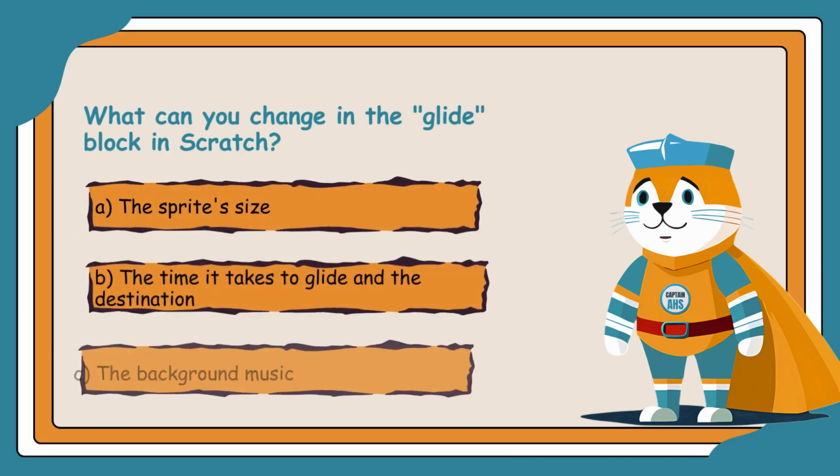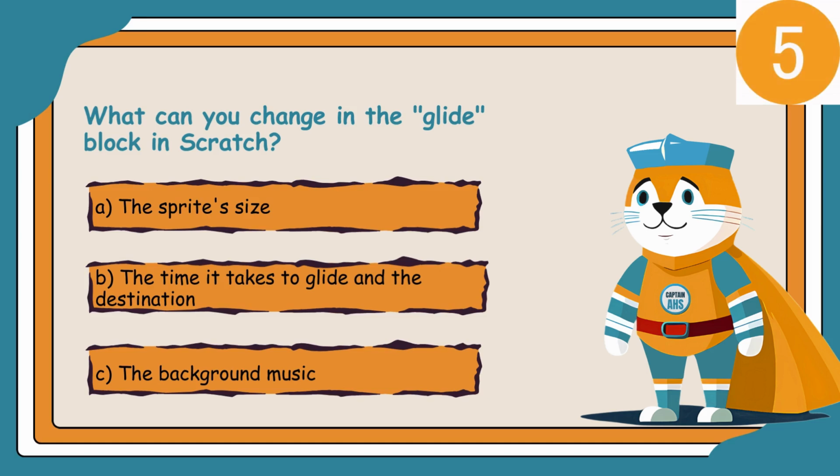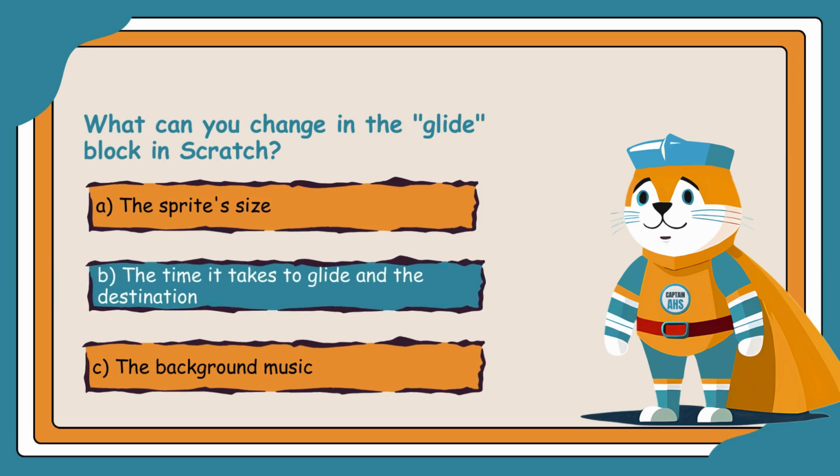What can you change in the glide block in Scratch? Option A, the sprite size. Option B, the time it takes to glide and the destination. Option C, the background music. Option C, by using the change tempo block.